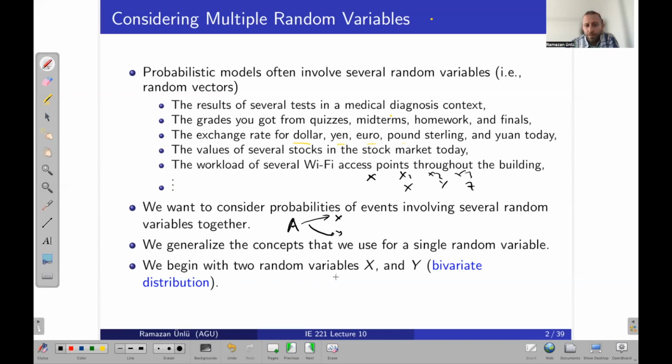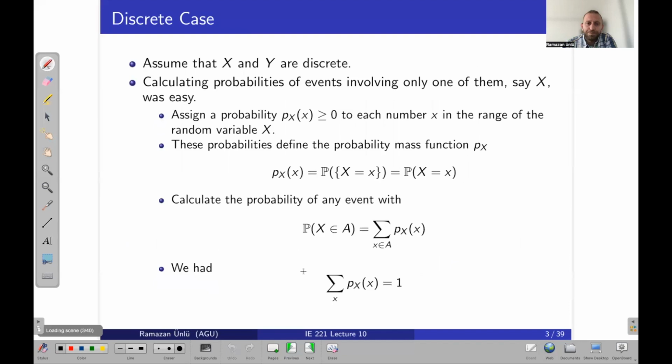First, we begin with two random variables. Of course, there might be more than two, but just to make things easier and more concrete, we will assume that we have only two random variables, X and Y, and that is called the bivariate distribution. So we have just two random variables, and we will learn how we can calculate the probability if we have two random variables.